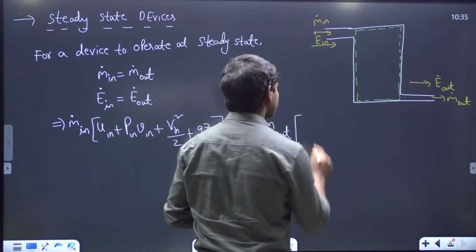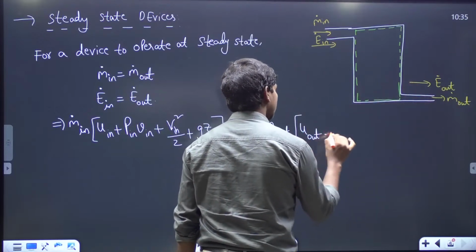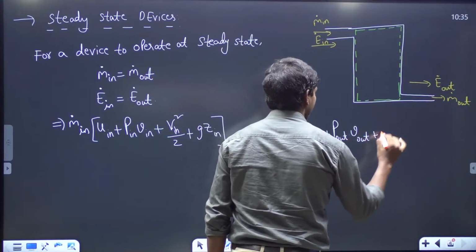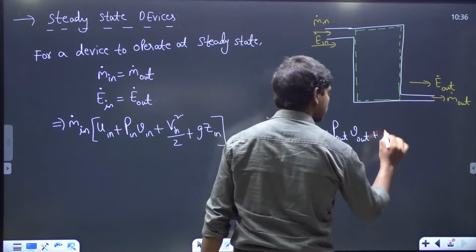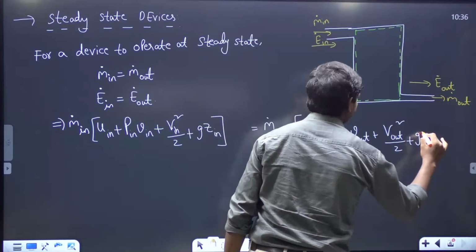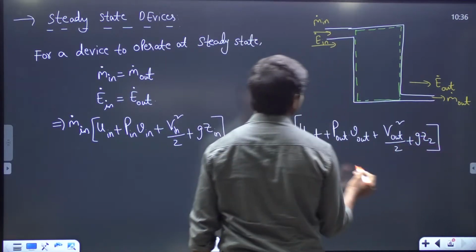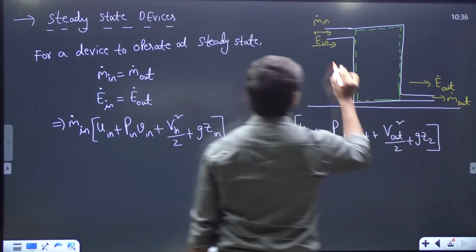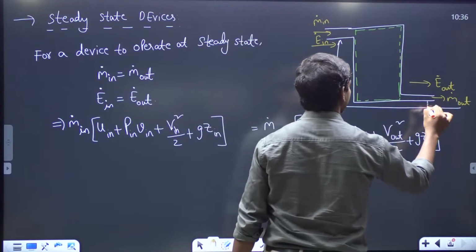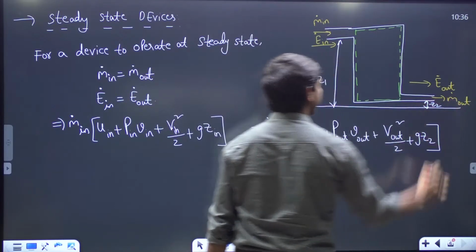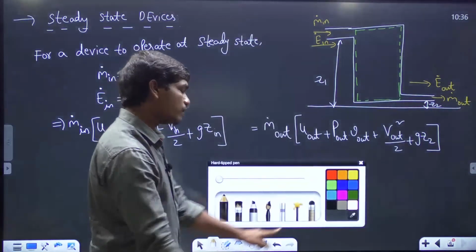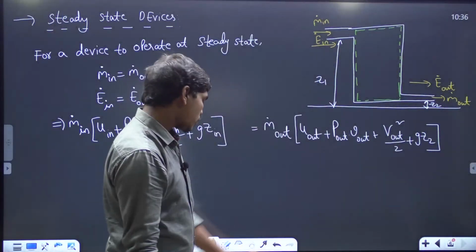So if you see, U out plus P out V out plus V out square by 2 plus Z2, where capital V is velocity. Of course, if they have some datum difference, then this height is Z1 generally, and this is Z2. We have small height differences as well, so because of that, potential energy comes into the picture. Correct?